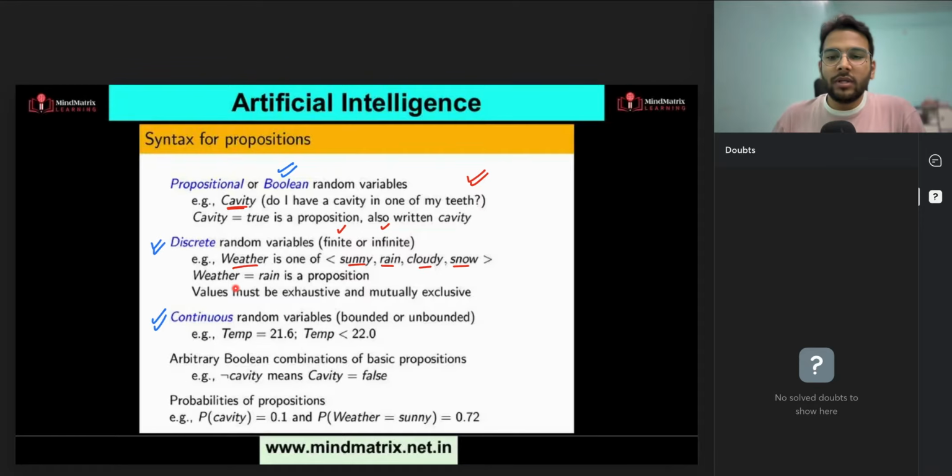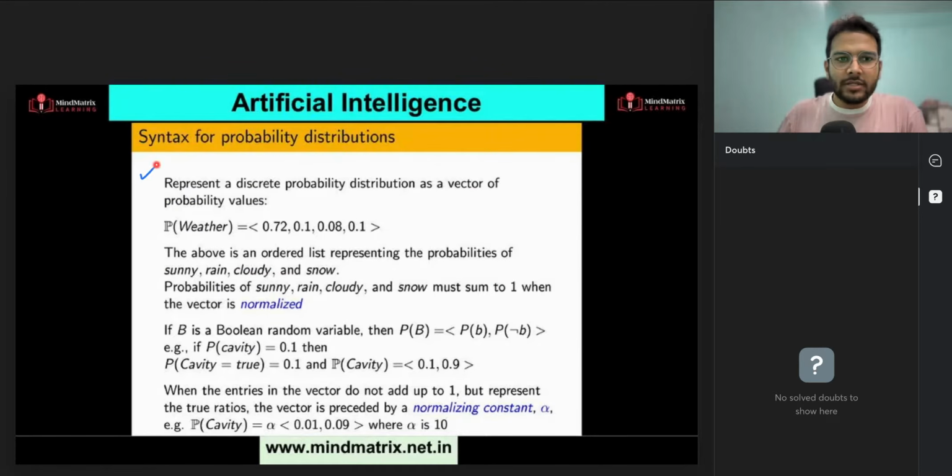When I ask you whether it is raining or not, then you will say yes or no, it is true, or it is false. But this weather is not a propositional or Boolean random variable. It is a discrete random variable because it has multiple values. Clear? And when we talk about discrete random variables, the values have to be exhaustive and mutually exclusive, right? Similarly, we have continuous random variables also, which can be bounded or unbounded. All these things I have already discussed in the previous lecture. Now let's start from here.